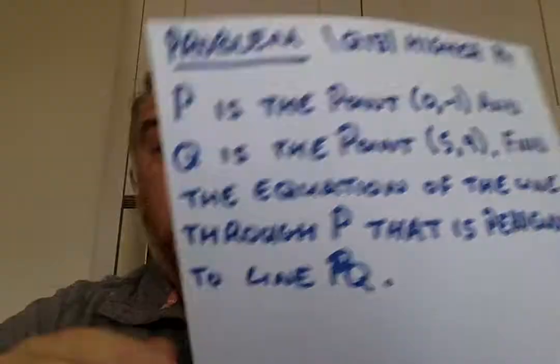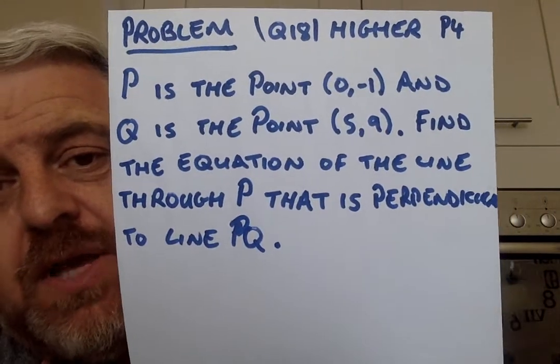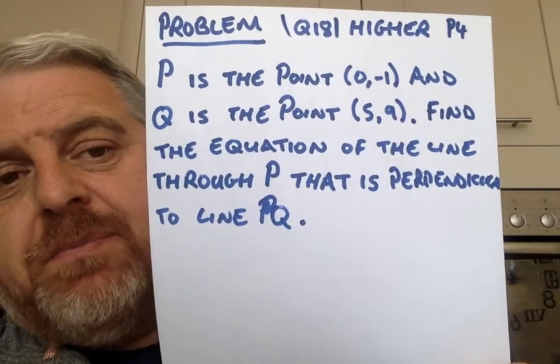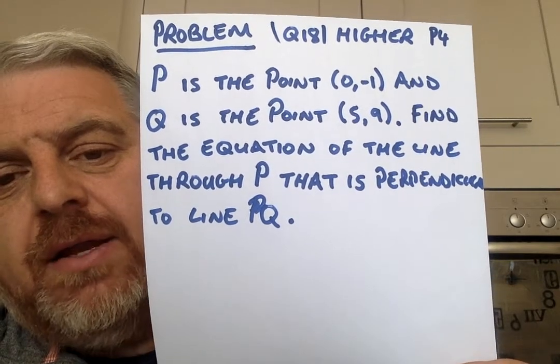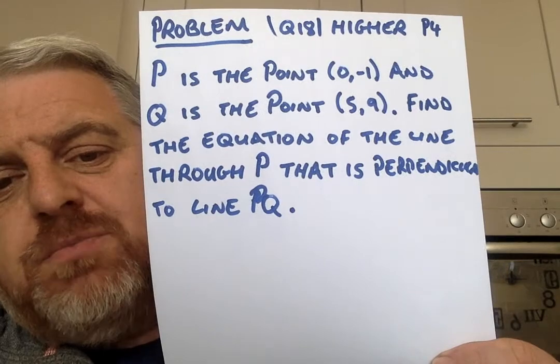Here's the answer to my perpendicular straight line problem that I videoed earlier. So, it's question 18 on a higher paper, it's towards the end. P is the point (0, -1) and Q is the point (5, 9). Find the equation of the line through P that's perpendicular to the line PQ.